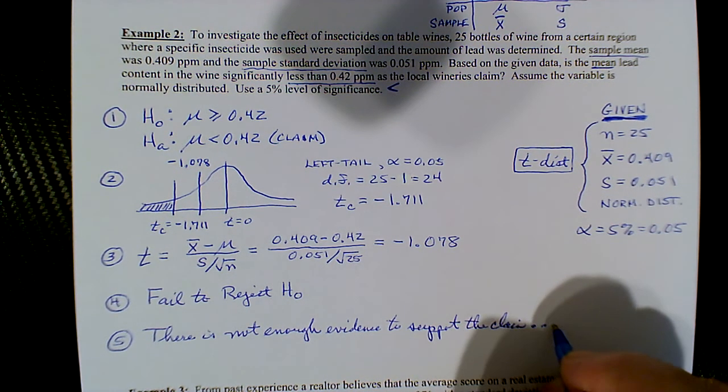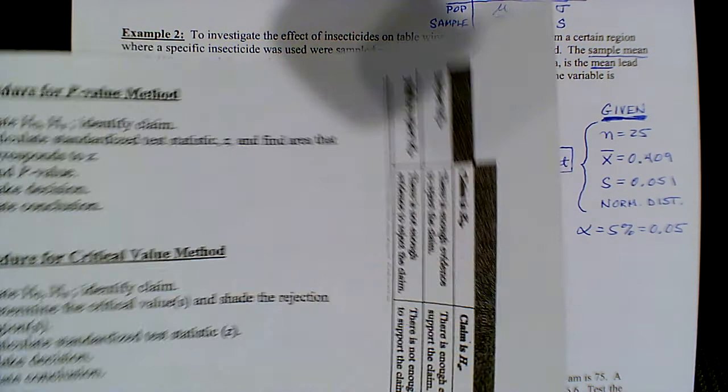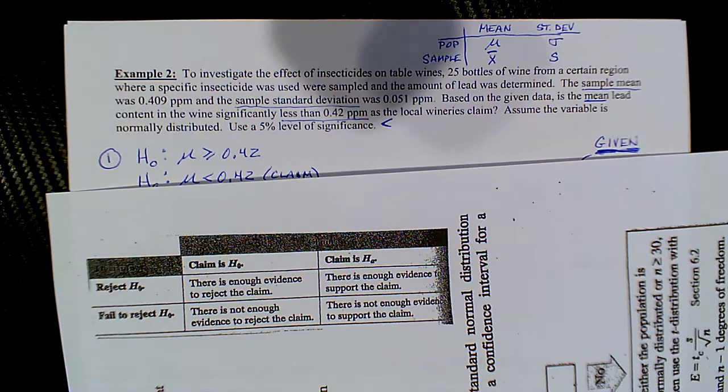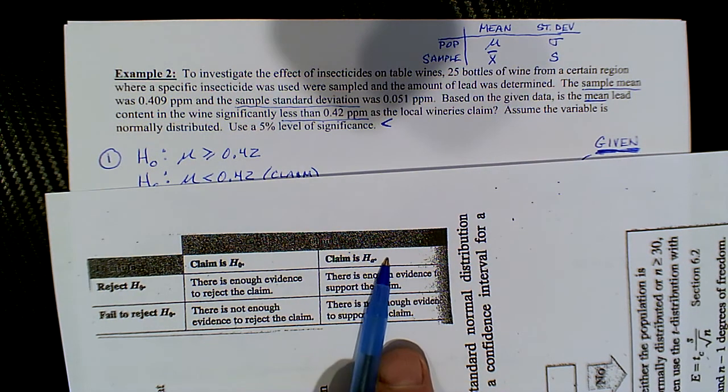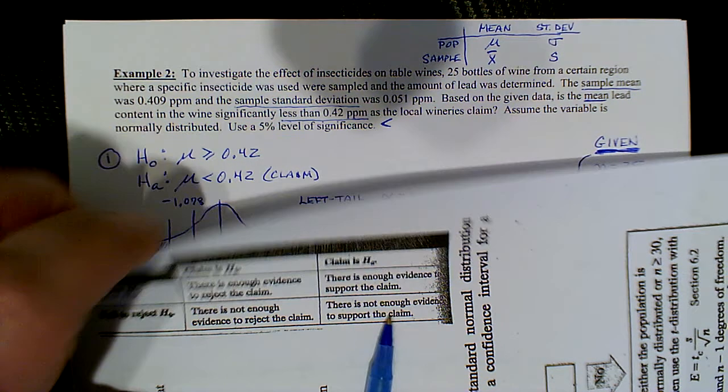And again, you could use your little table, our cheat sheet once again. That table's on the side here. The claim was HA, so in our second column, we're failing to reject. So the conclusion: there's not enough evidence to support the claim. Okay.